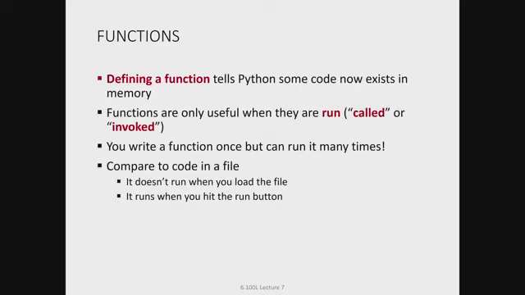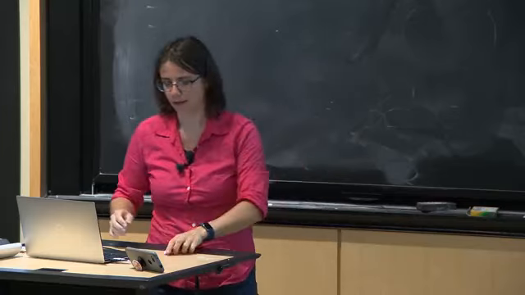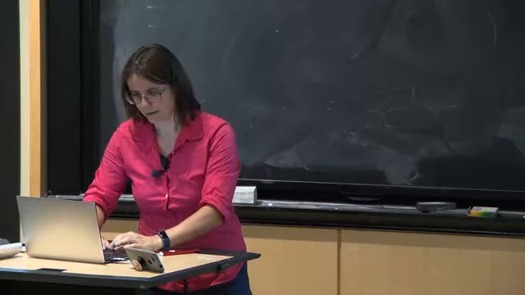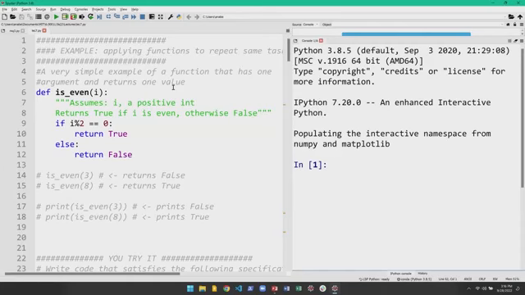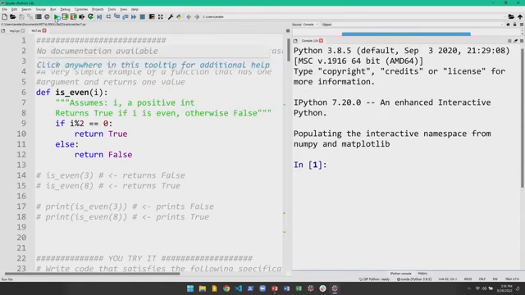So I would compare this to when we write code in a file, right? When we write code in a file, yes, we can write a whole bunch of lines, but this code isn't running as we're writing it, right? We have to actually push the run button to run that file. So similarly, when we're telling Python that I'm going to create this function that does something useful, it's not actually running those lines. We have to tell Python that we want to run this function.